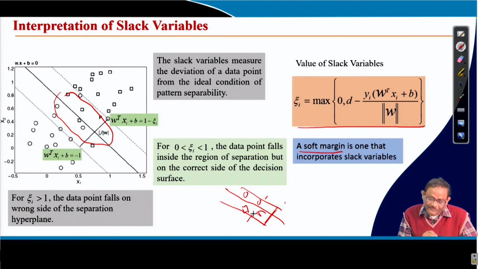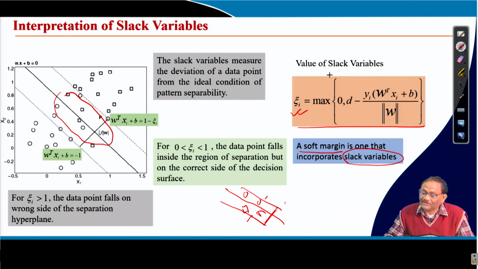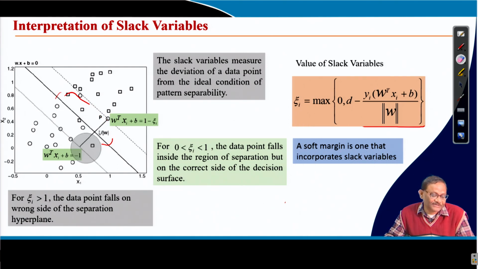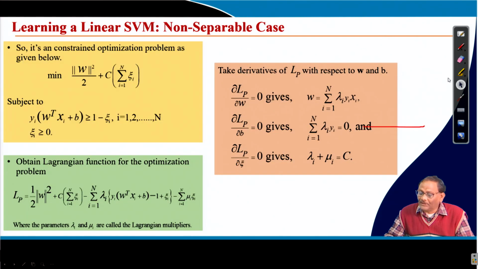So the soft margin case is tackled using the slack variable. The slack variable is quantified using this formula. The slack variable changes the equations by introducing appropriate parameters or terms in the equations. That you have also seen. Now let us see what changes take place in the mathematics.